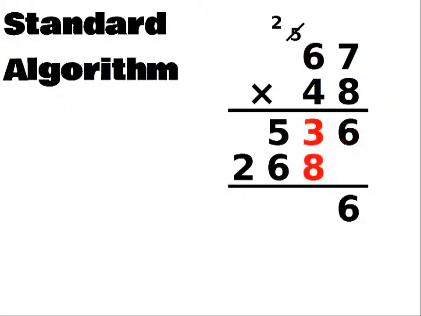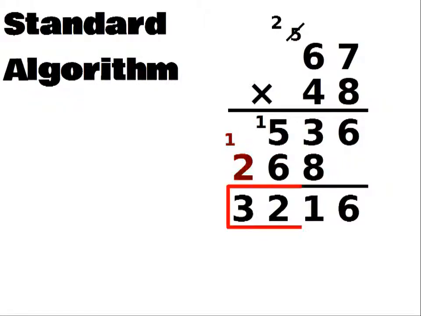So 6 and nothing is 6. 3 and 8 is 11, so I put the 1 there and carry the 1. 1 plus 5 plus 6 is 12, so 2 there, carry the 1. 1 plus 2 is 3, so 3,216 is the answer. Now, did that ring any bells for you? It sure did for me.